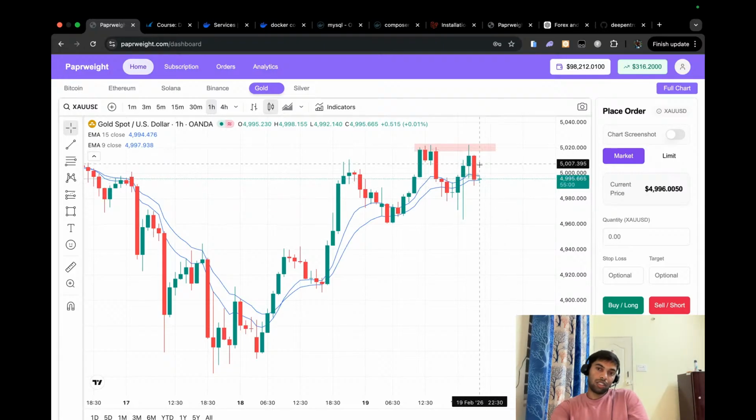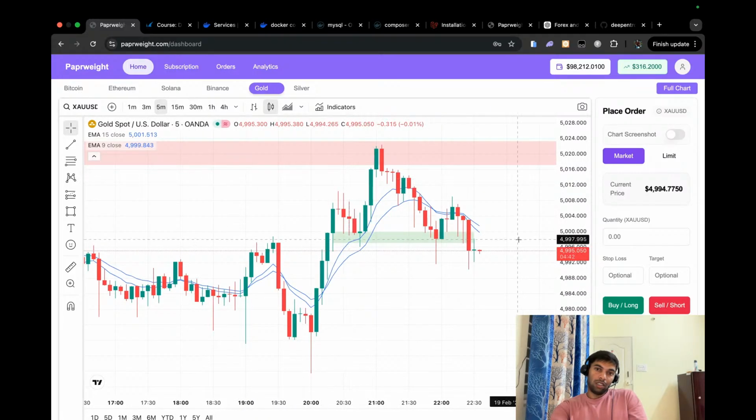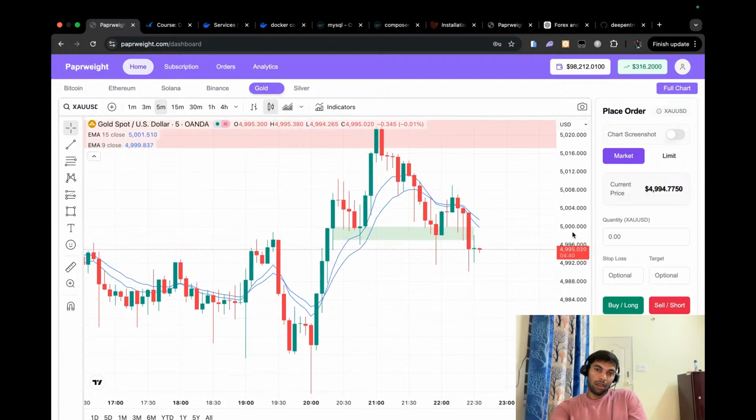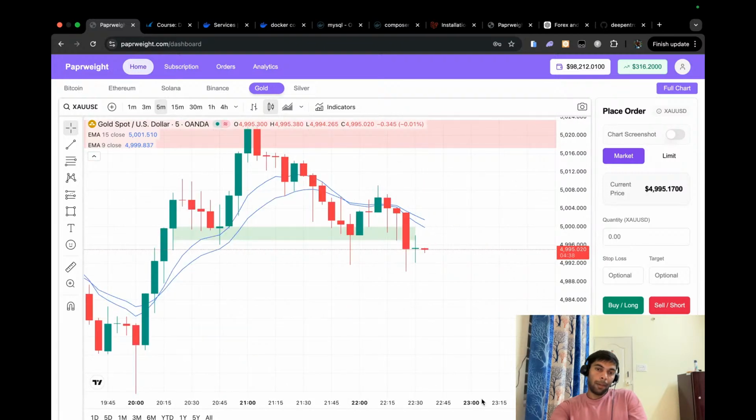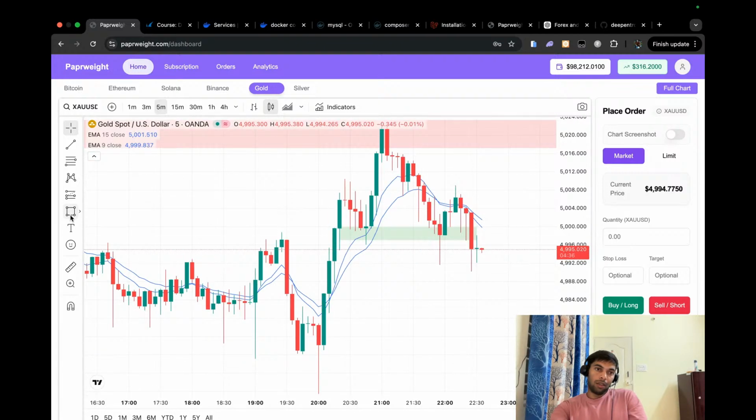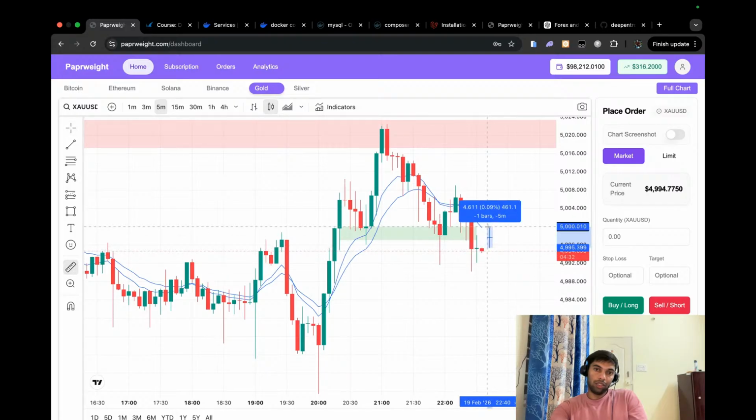Or like it took a rejection from the selling zone that we already marked. I think it will not respect this EMA. It will definitely come to this point. So I think there is an opportunity. There is an opportunity in gold as well, but we have to be a little bit cautious while punching this trade.